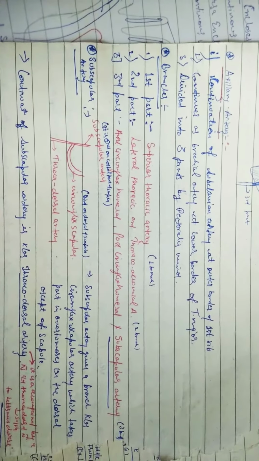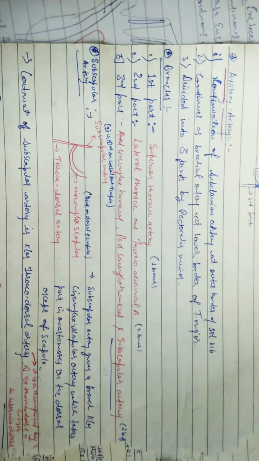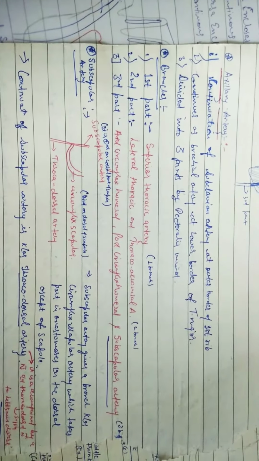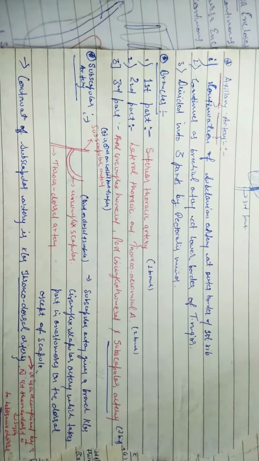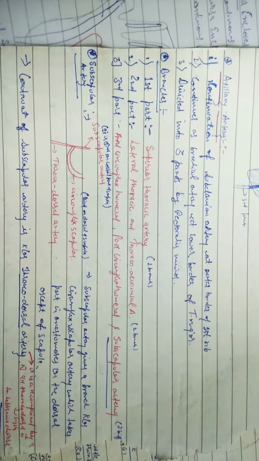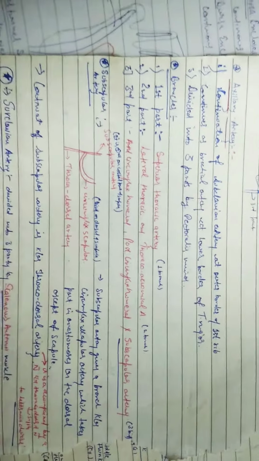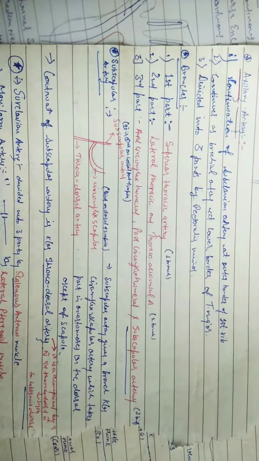Axillary artery. So what is axillary artery basically? From where is it formed? Basically it is a continuation of subclavian artery at the outer border of the first rib. Second point, it continues as the brachial artery at the lower border of teres major, and it is divided into three parts by pectoralis minor.